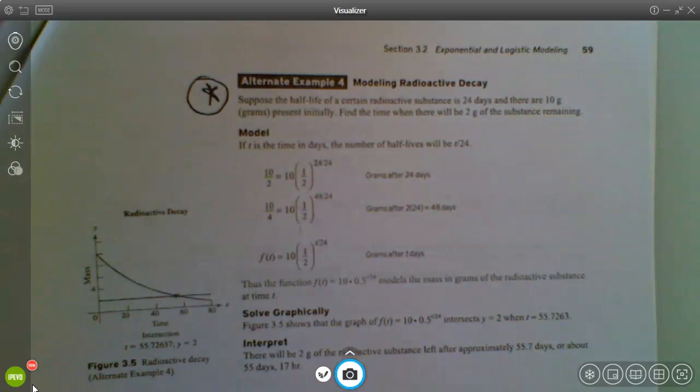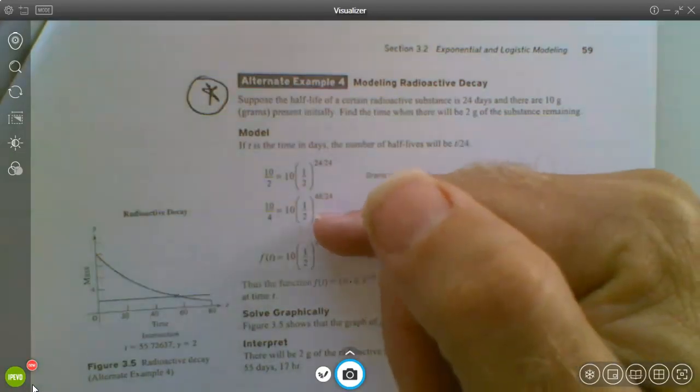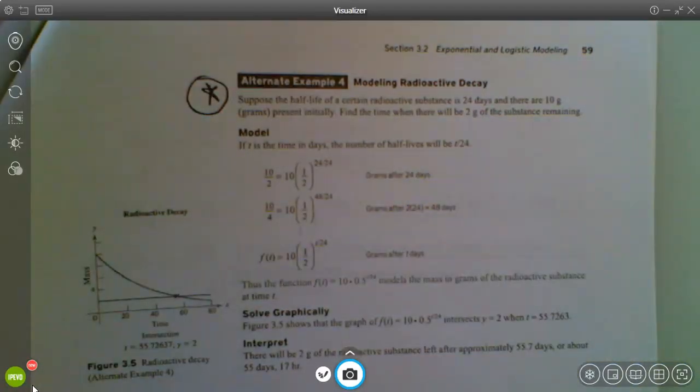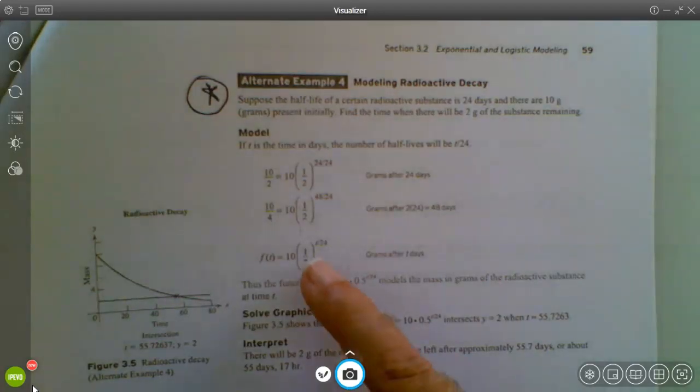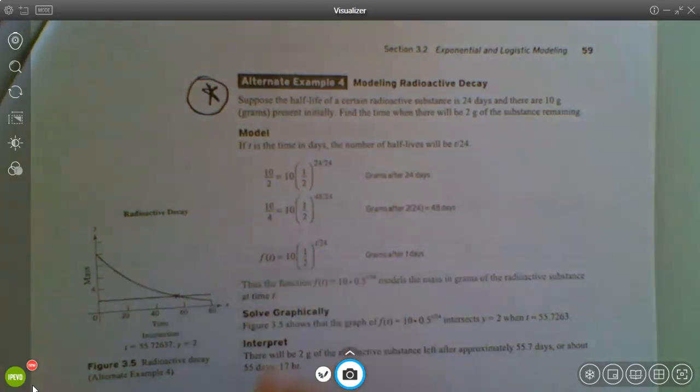So if only 1 day goes by, remember it takes a full 24 days to cut in half. If only 1 day goes by, then it's only going to be 1 out of the 24 days that we would be applying to this, right? And so it'd be a pretty small change. If T was 24, so 24 out of 24 days, now that represents 1 full period of time that it would be cutting in half, right?